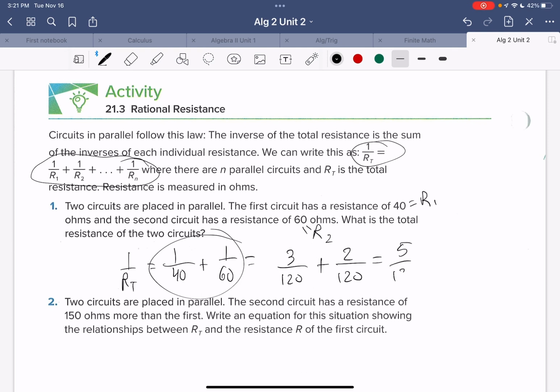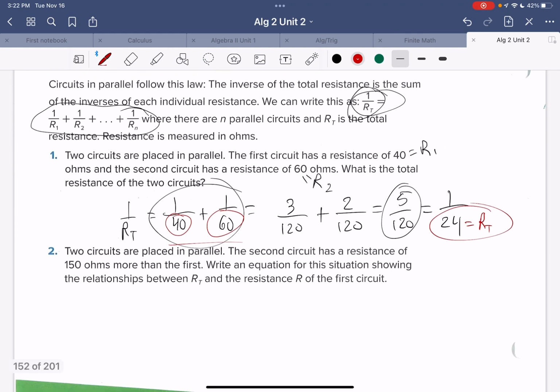5 over 120. All right, now it has to be in the form of 1 over the total resistance. That's not a 1. But if you reduce this fraction here, if you divide by 5 and divide by 5, you get 1 over 24. So now it's in the correct format. So the total resistance is RT, 24. Total resistance, 24. So if one resistance is 40, another resistance is 60, you add those together and you get 1 over 24, which is the total resistance.